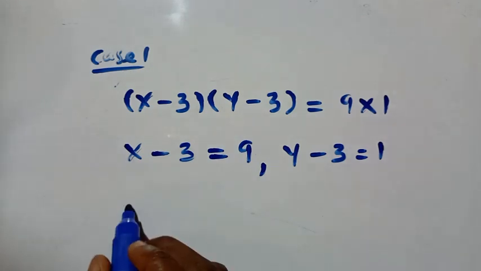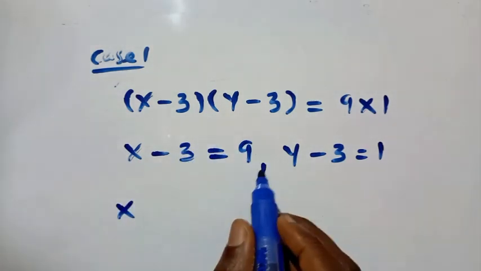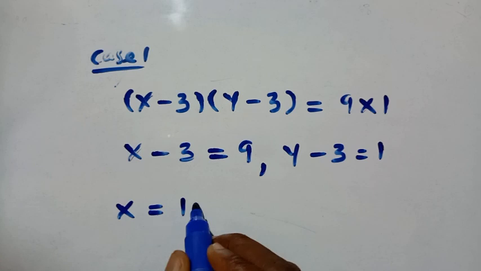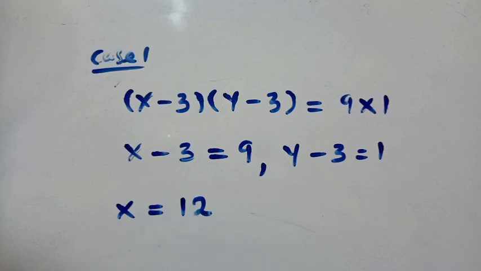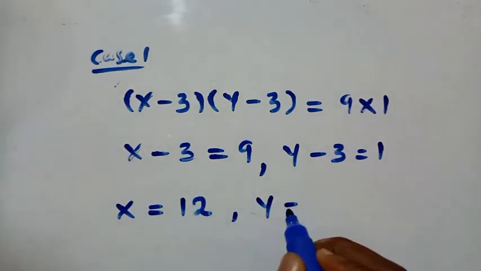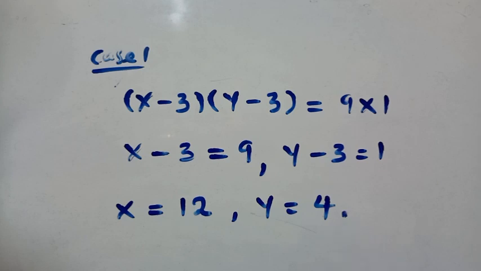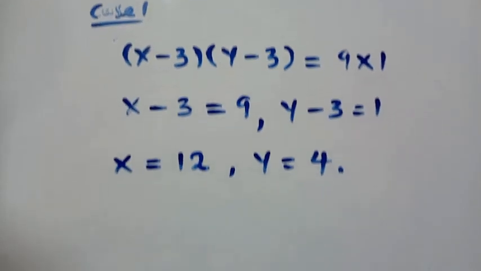Then when we transfer 3 to the other side, we are going to have x equals 12, and then y equals 4 if this is the first case.